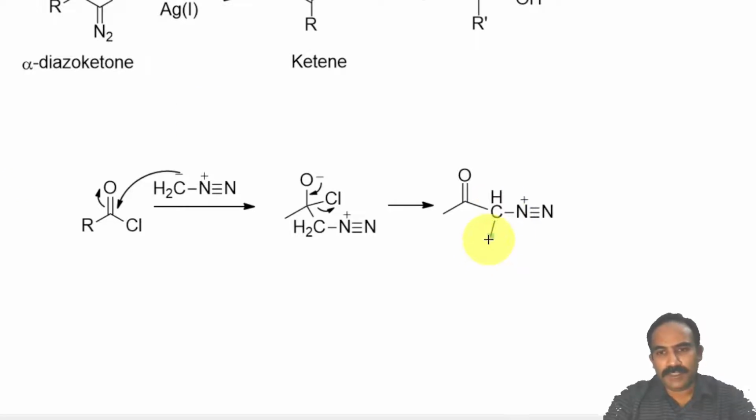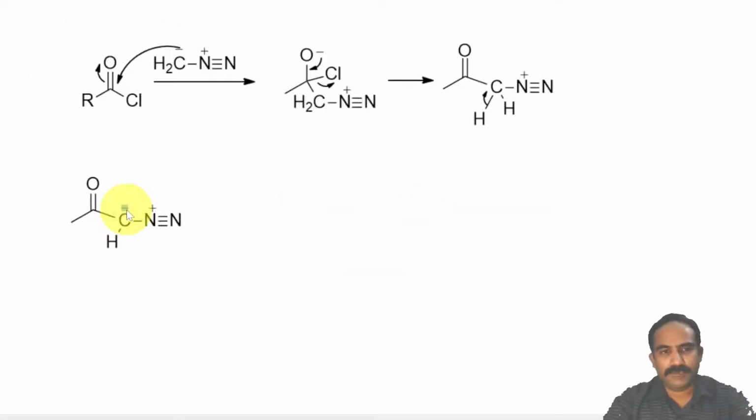One proton from this structure will get eliminated. Look at this CH2. These hydrogens are very acidic. There are electron withdrawing groups here and here on both sides. Let's show the breaking of the hydrogen-carbon bond in this fashion, and H plus will leave. That Cl minus and H plus together is HCl. So HCl leaves from this moiety, and we have this species.